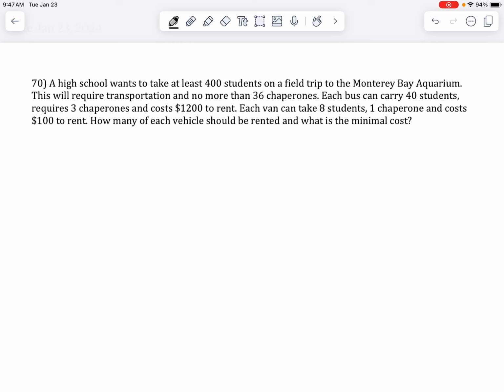So what we have here is called a linear programming problem, and there's quite a few things to keep track of. One is going to be students, so I'll just use capital S for students. And then there's also chaperones, so I'll use a capital C for chaperones. Now it says for the students, they want to take at least 400 students, so in other words, S needs to be at least 400 students.